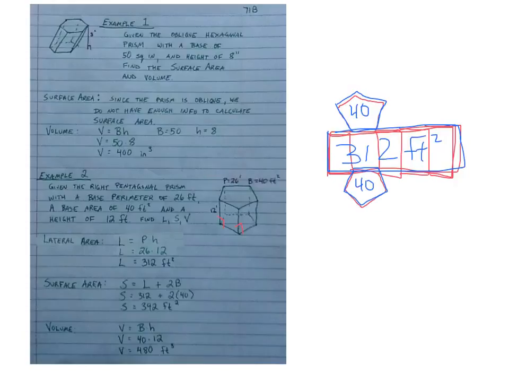Finally, we go to our rather straightforward volume equation, base times height. We know that the base is 40, and we know the height is 12, so 40 times 12 is 480, and it's a volume, so feet cubed.